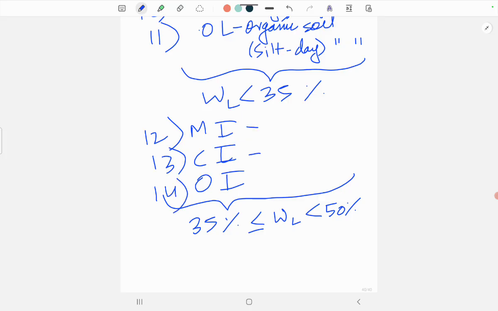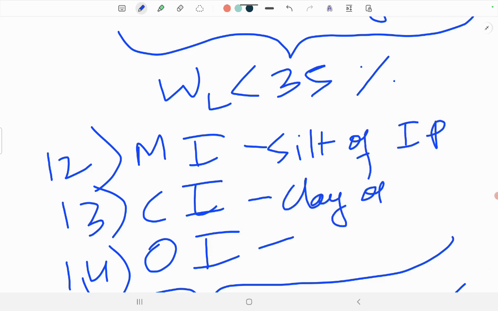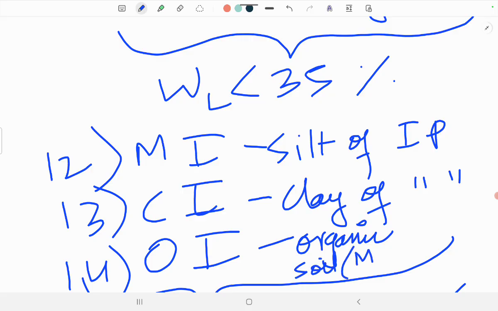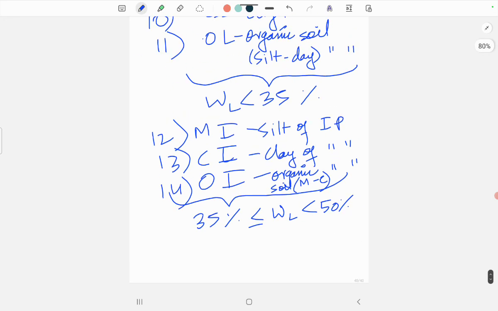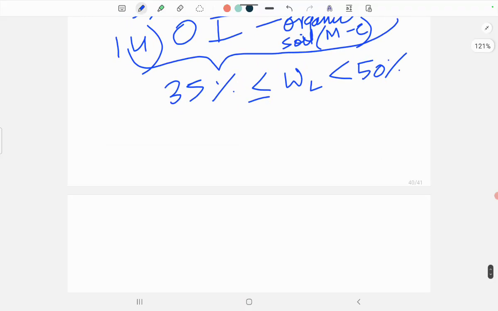So this is the silt of intermediate plasticity and clay of intermediate plasticity, and that is the organic soil, that is a mixture of silt clay organic soil, that is silt and clay of intermediate plasticity. So it is still 14 now.